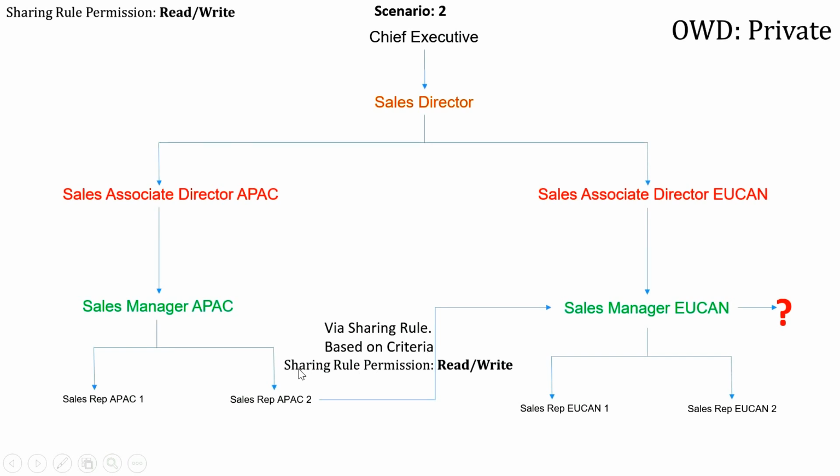and the sharing rule permission would be read write, and when the record is created by sales rep 2, it will be shared with sales manager, and after that I will explain what behavior it will exhibit.